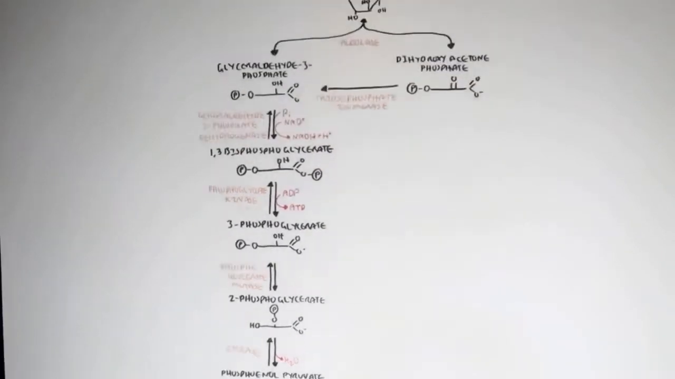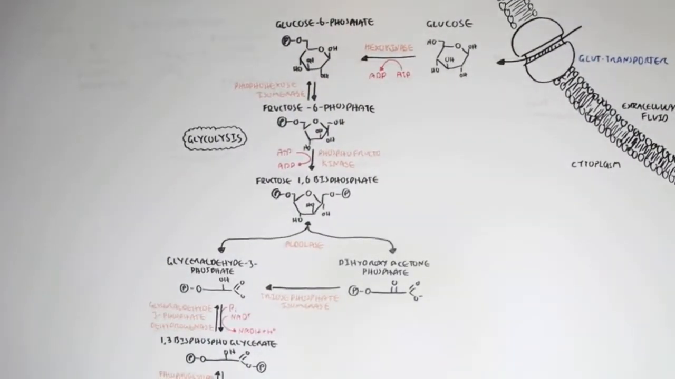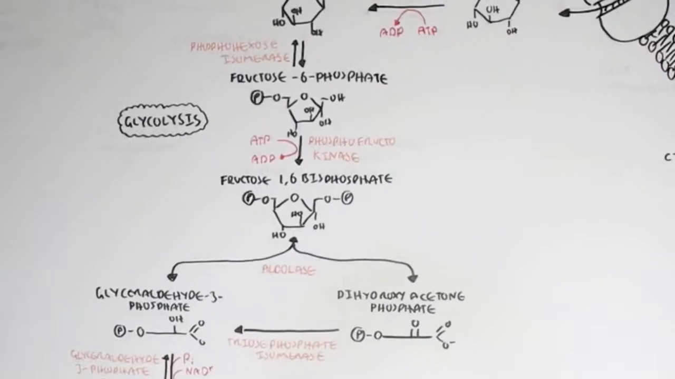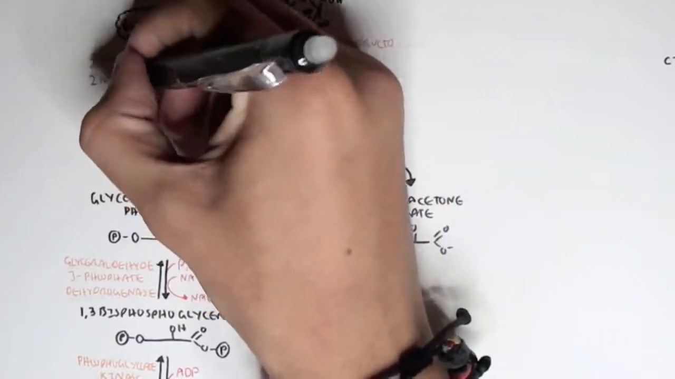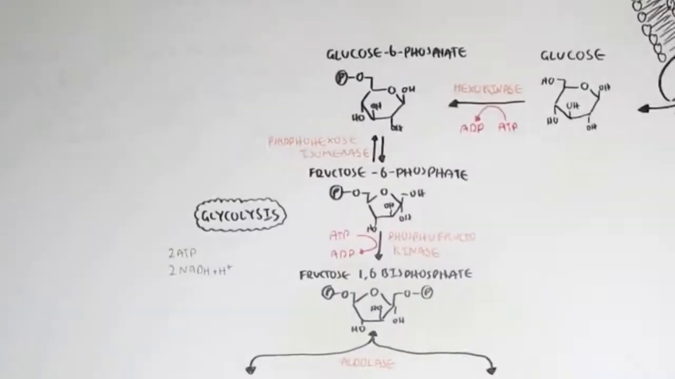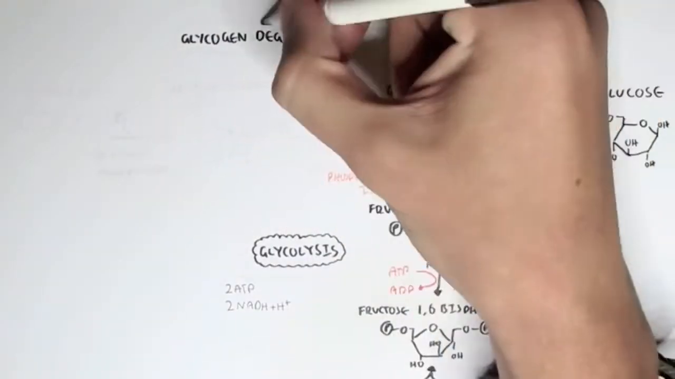And so if we look through the whole process, we use 2 ATP, but we make 4 ATPs in total, which gives us a net gain of 2 ATPs from glycolysis. And we also have a net gain of 2 NADHs. And this was through one glucose molecule through glycolysis solely.